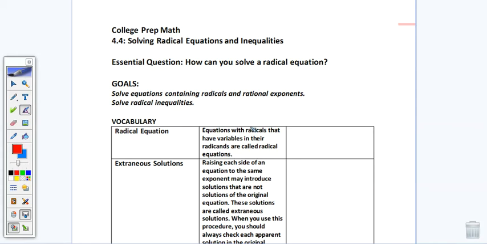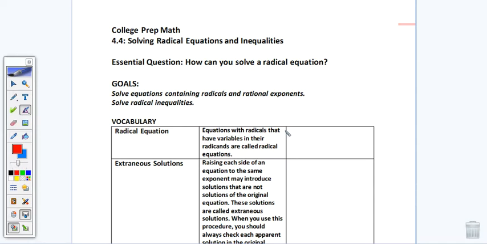4.4, college prep math. Looks like we're going to be solving what? Equations. What kind of equations? Radical. You aren't cool until you know how to solve radical equations and inequalities, okay?